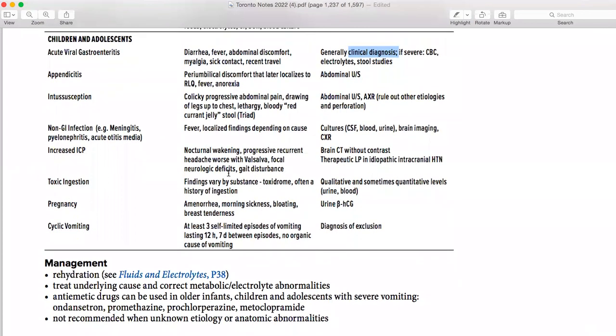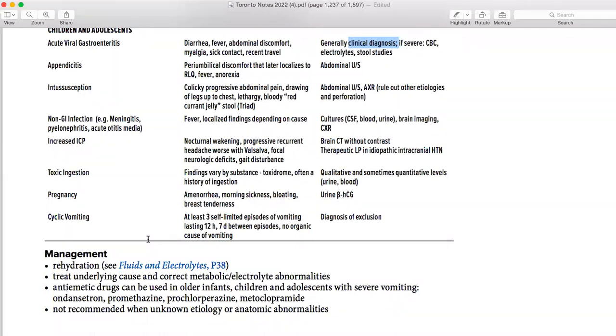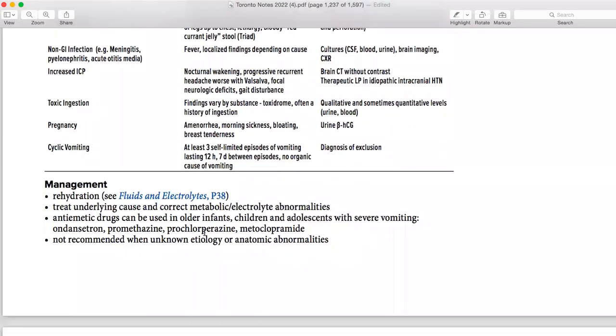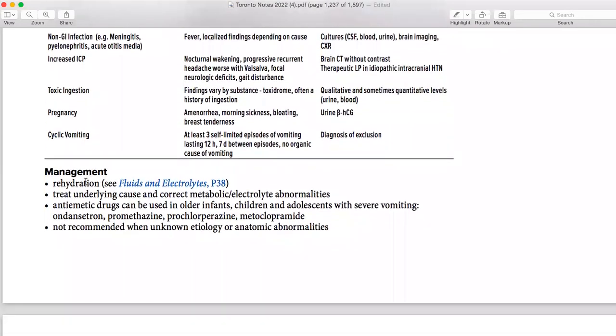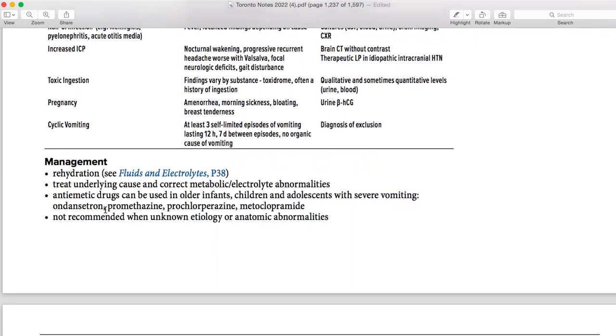Then comes the toxic. Toxic is basically obviously any toxidrome. Then pregnancy, you're going to start with the urine beta HCG, and then cyclical vomiting. So it can be diagnosed by exclusion. So you have to rule out every other thing. Then it could be cyclical vomiting. Just like that, you are going to start with the rehydration, correct the electrolytes and metabolic abnormalities. Then see antiemetics if needed.